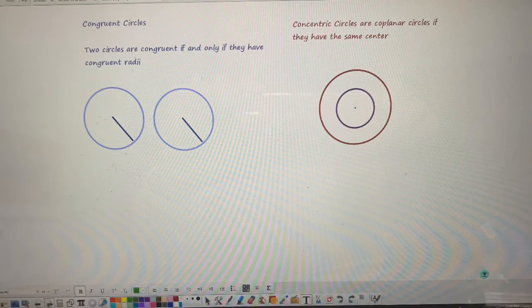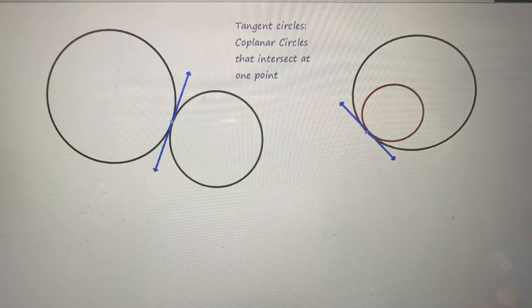Congruent circles are two circles if and only if they have congruent radii. Concentric circles are in the same plane and they are inside of one another and they have the same center. As you see, then we have tangent circles. Tangent circles are coplanar and they intersect at one point. They can be on the outside or they can be on the inside of one another.